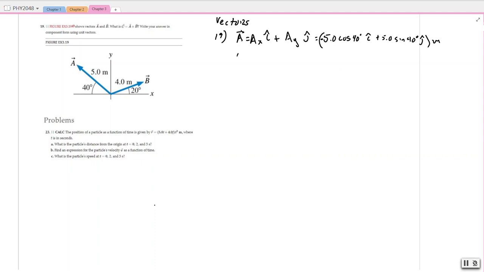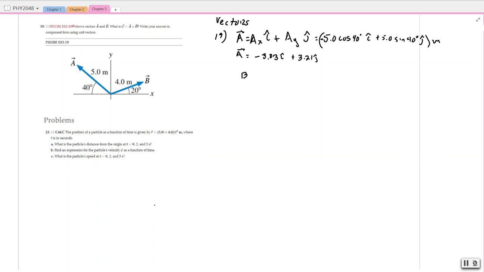So if I now calculate A, I will get that A is going to be in this case negative 3.83 i plus 3.21 j. Now we're going to do exactly the same for vector B.